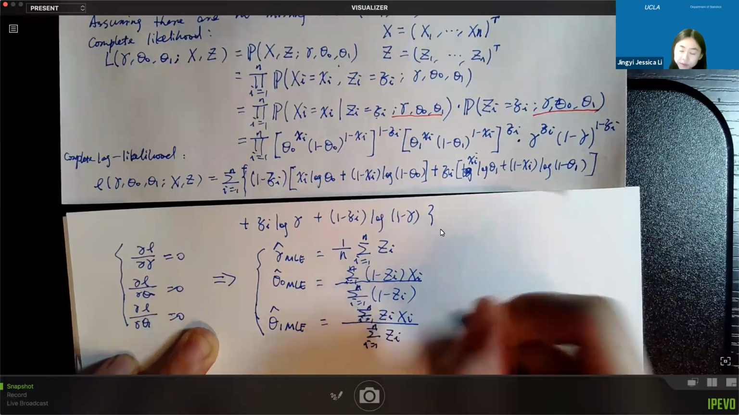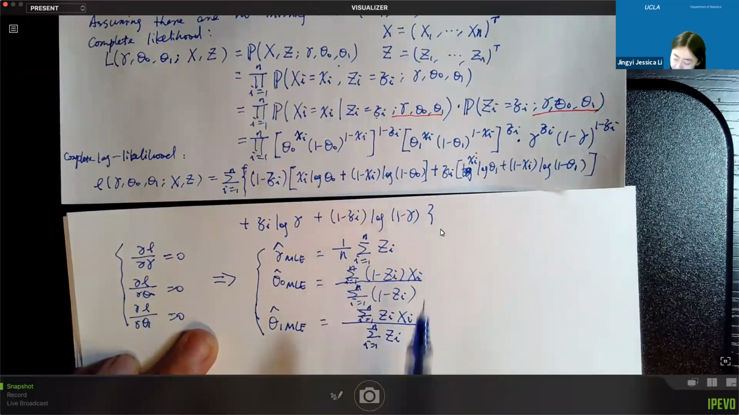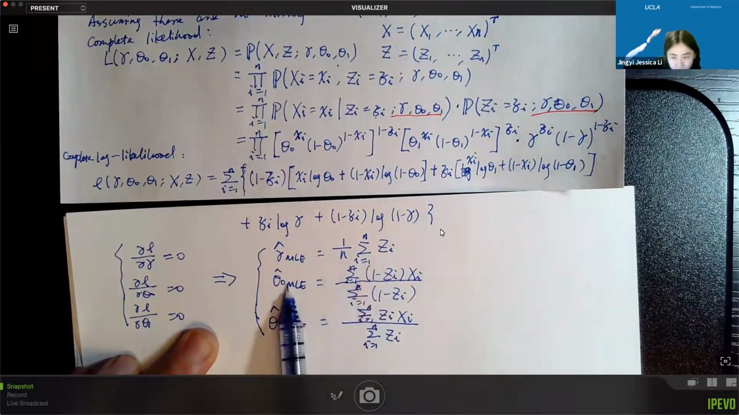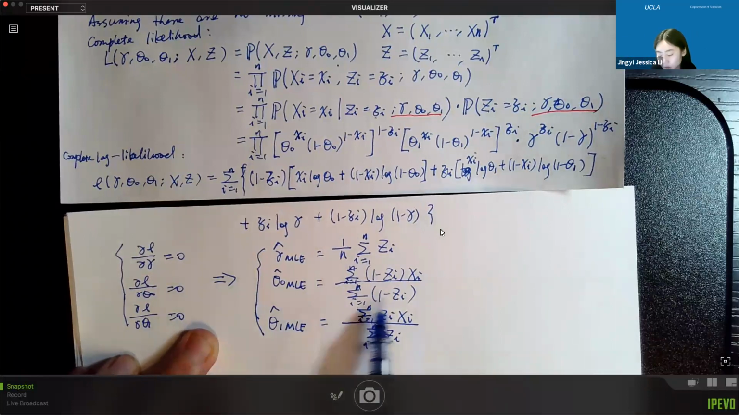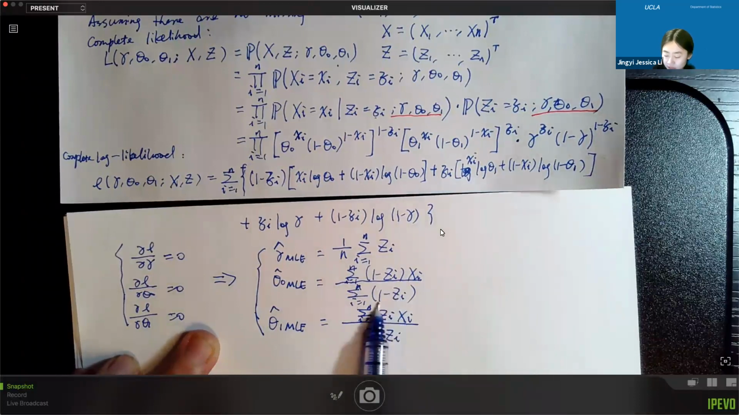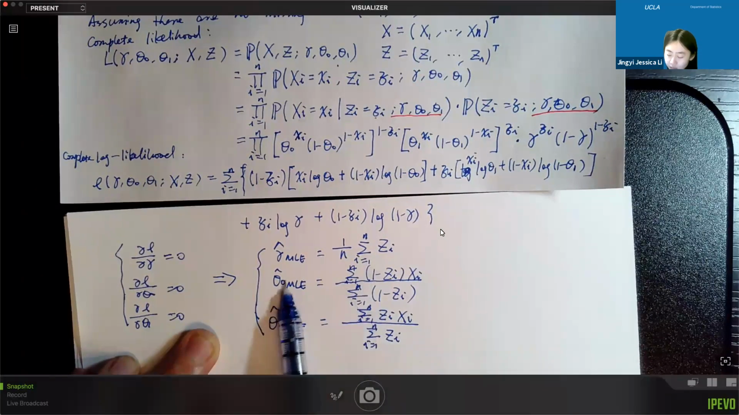So how do we interpret those 3 estimates? The first one is obvious. The second one is that when I take the summation of 1 minus Zi, essentially I'm only counting the people whose Zi is 0, right? The people who are liberal. And among the liberal people, I count how many of them voted yes for xi. So that's why this is the proportion of voting yes among the liberal people. And that's our definition of theta 0 in the population. And we're estimating that from our sample.